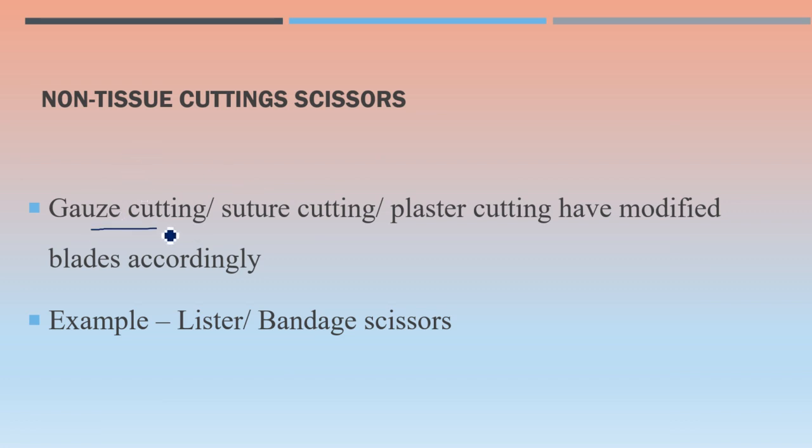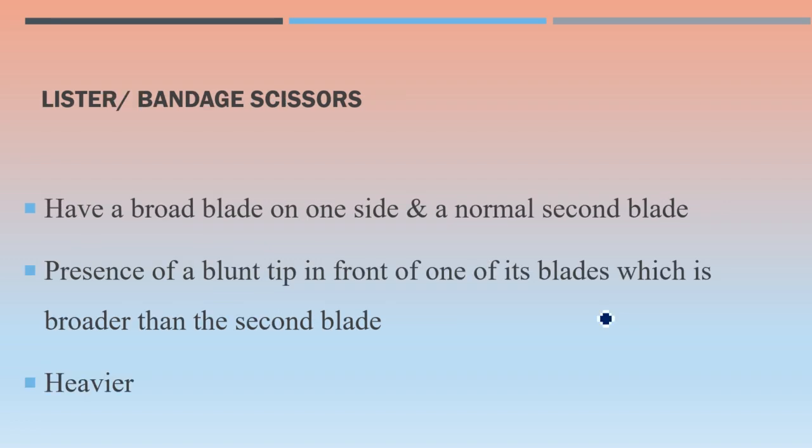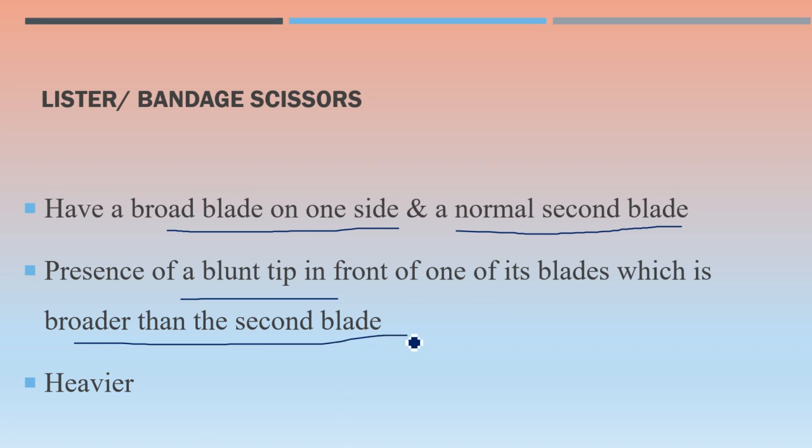Then another variety is non-tissue cutting scissors. These can be used for gauze cutting, suture cutting, plaster cutting, and accordingly the blades are modified during the designing process, right? Examples are the Lister scissors or bandage scissors. These are non-tissue cutting scissors. They have a broad blade on one side and a normal second blade. But there is a blunt tip in front of one of the blades, which is broader than the second blade. And this scissor is heavier as compared to Mason-Baby, right?